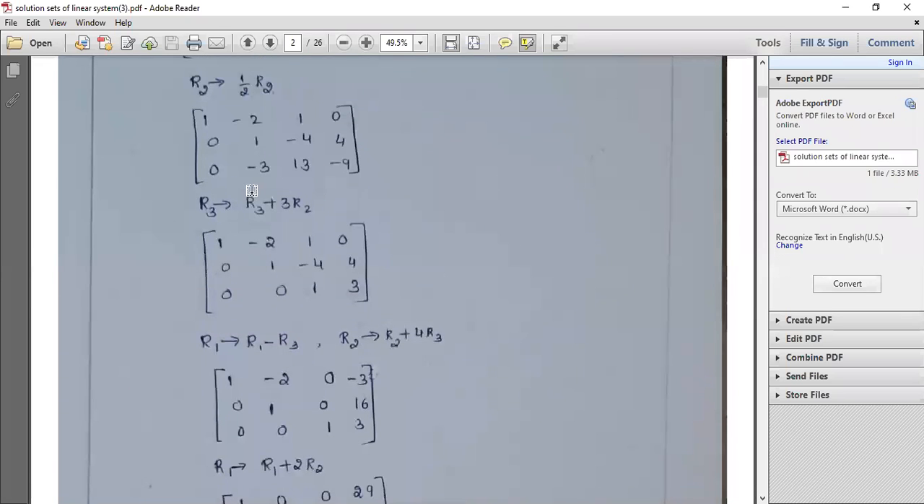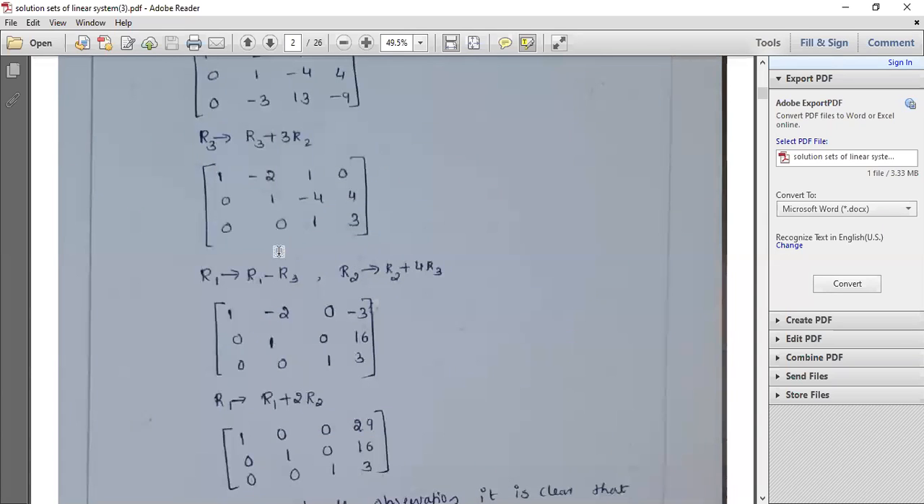So this I've got. R3 changes to 3 times of R2. This I'm making 0 and I've got this. The next is what? Simple. Next, I have to make this term 0 and I have to make this term 0. So what I'll do, R1 changes to R1 minus R3. By that I'll get this term 0.